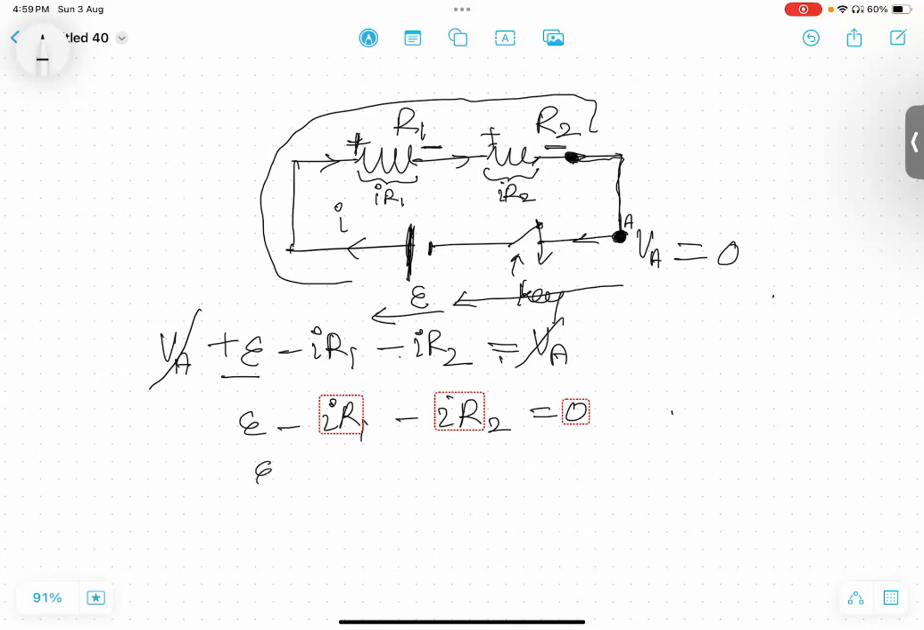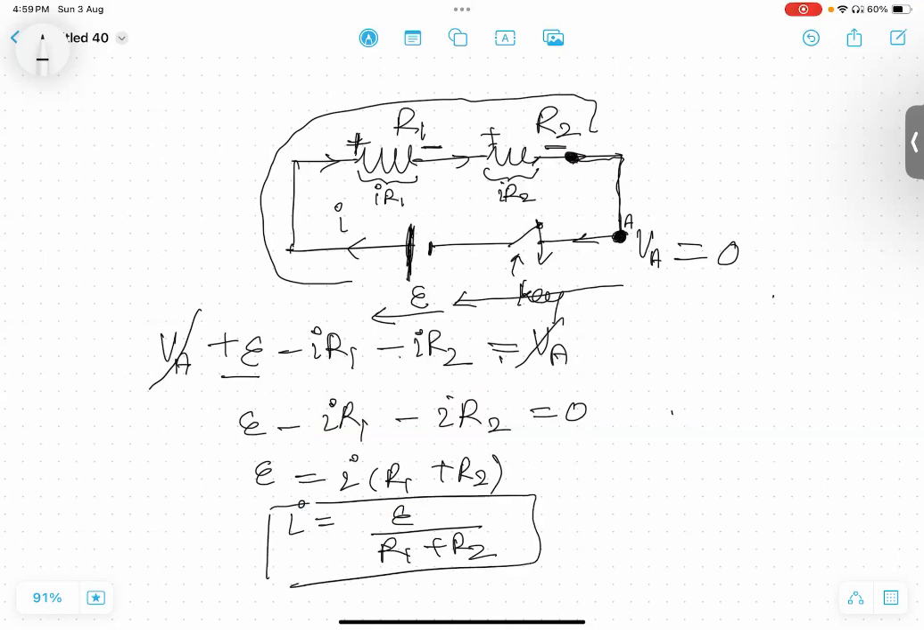Now I will solve this for the value of current, because the purpose of the question was to find the value of current. The value of I came out equal to E divided by R1 plus R2, and we have got the value of current.